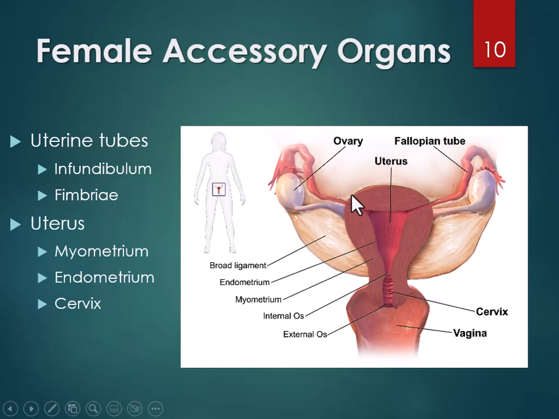The uterus, the lining is the endometrium, epithelial tissue, and that's what you lose during menstruation. And the wall is muscle, smooth muscle, it's not under voluntary control, called the myometrium. And then the base of the uterus, between the uterus and the vagina, is the cervix. Then the vagina, otherwise known as the birth canal, goes from the cervix to the outside of the body.